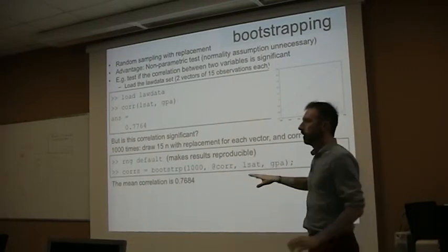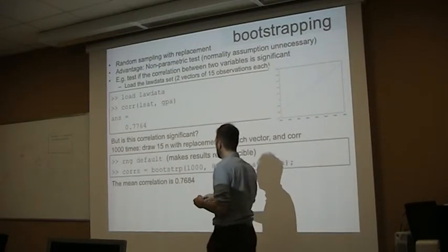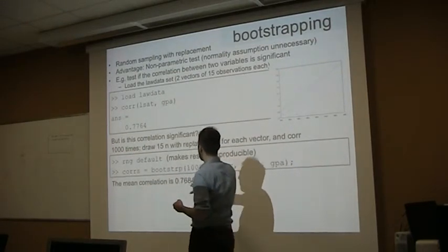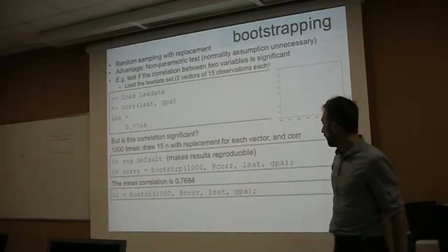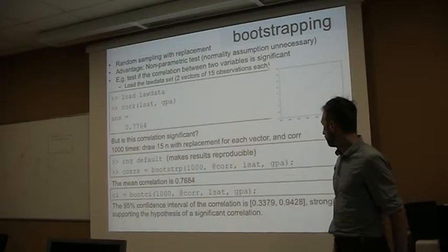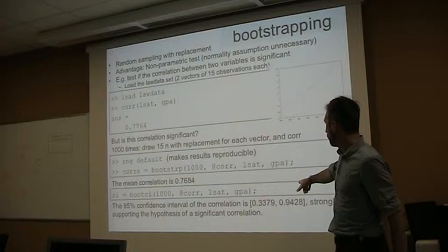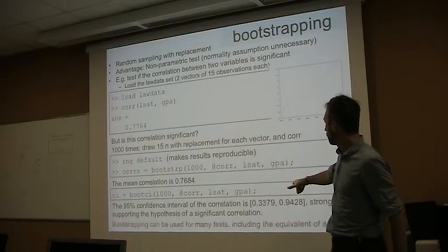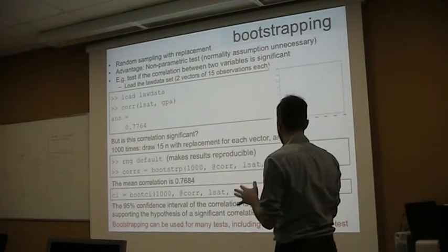And we get that if you do this sort of random selection and correlation 1,000 times, you get a mean correlation of 0.76. And you also can get the confidence interval, which does not cross 0. So this suggests that the hypothesis is significant. And this was just an example. Bootstrapping can be used for many other tests.